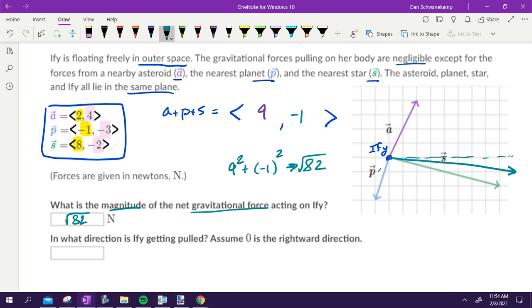Then we want to find the direction. Now this isn't what we did in bell work. In bell work we had 2 vectors and we found the difference between them. Here I've got 1 vector and I want to know the angle of that vector. How do I find that?